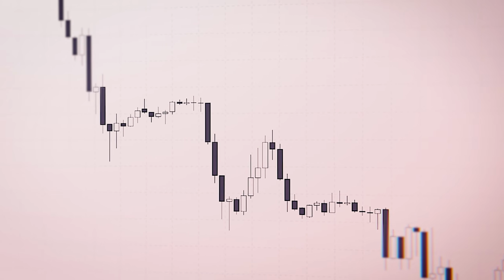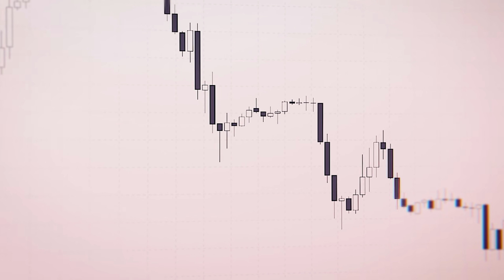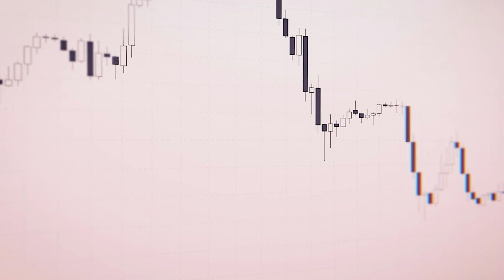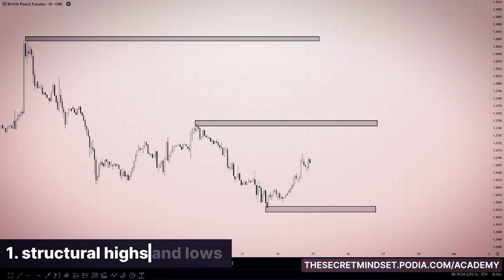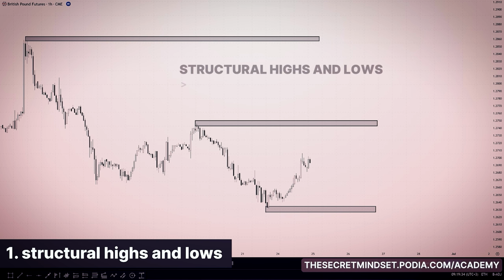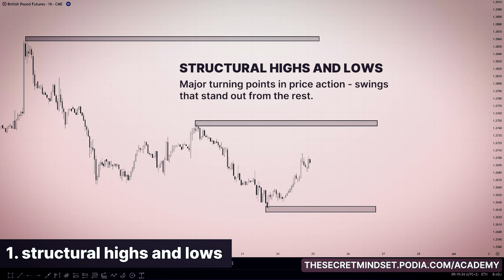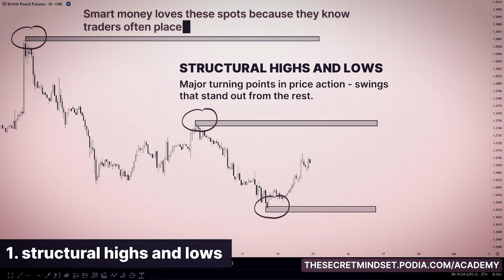So let's talk about each type of liquidity zone and how smart money uses them to their advantage. First area is around structural highs and lows. These are major turning points in price action, the peaks and valleys you see on a chart that stand out from the rest. Smart money loves these spots because they know traders often place their stop losses just beyond them.